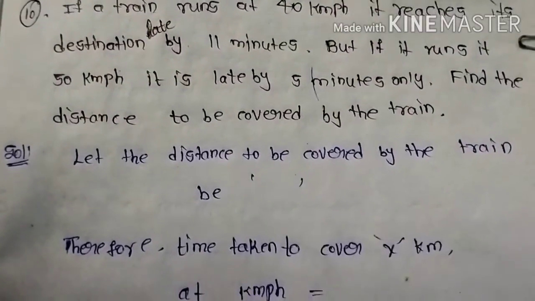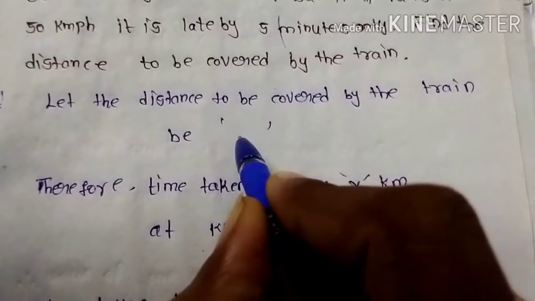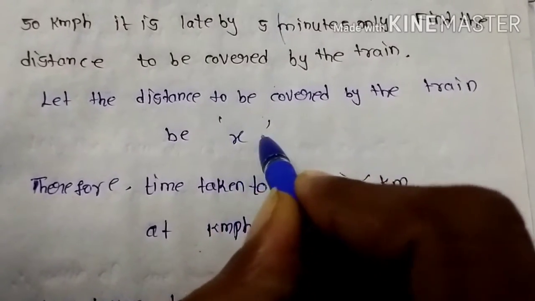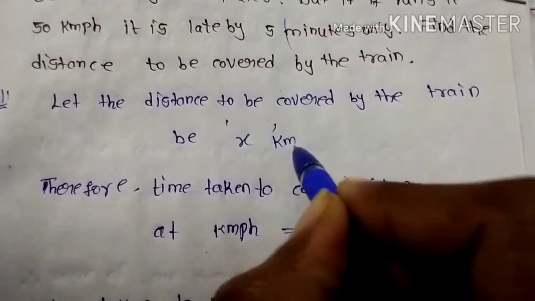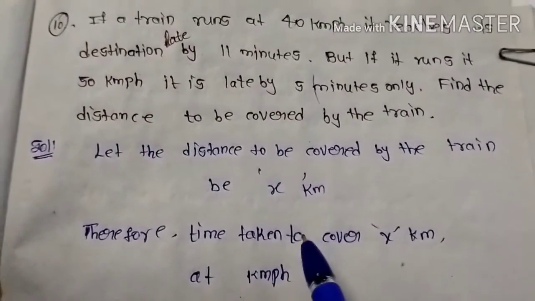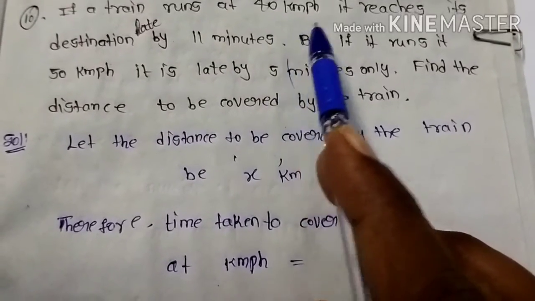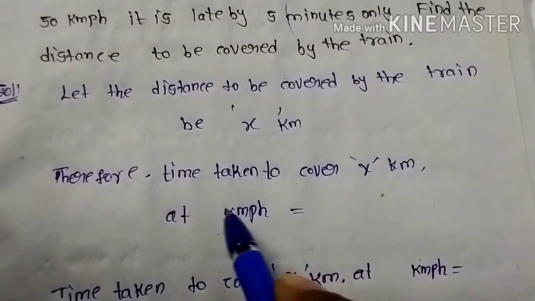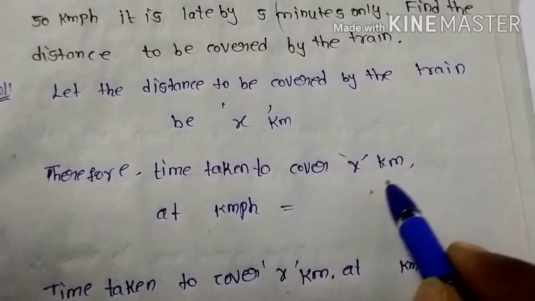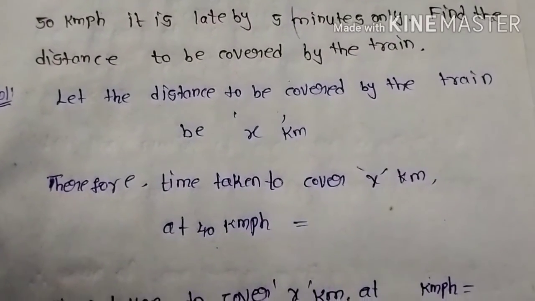First of all, let the distance to be covered by the train be x. I am taking x kilometers. They have already given that the first time a train runs at 40 kilometers per hour. Therefore, time taken to cover x kilometers at 40 kilometers per hour.